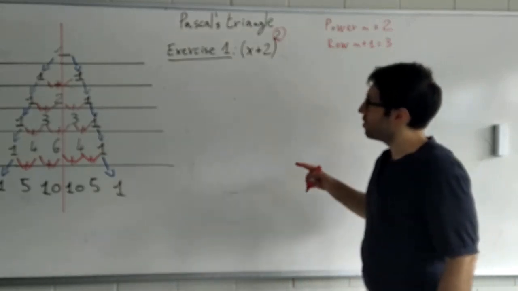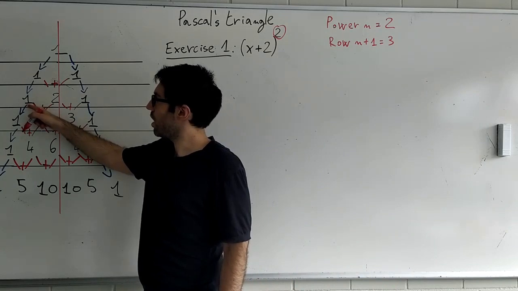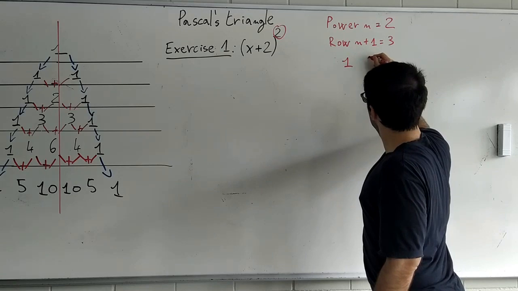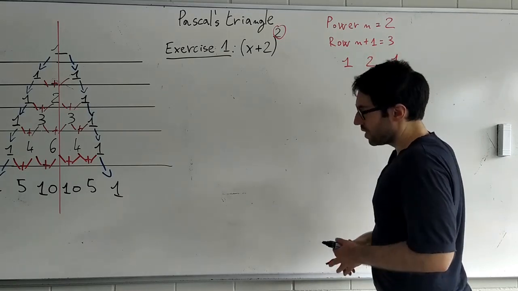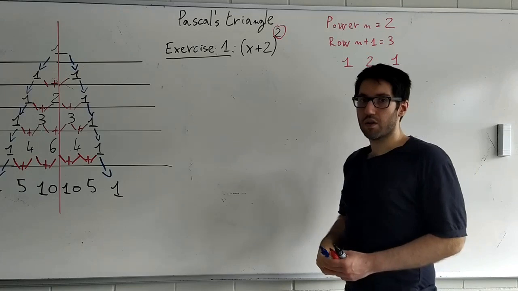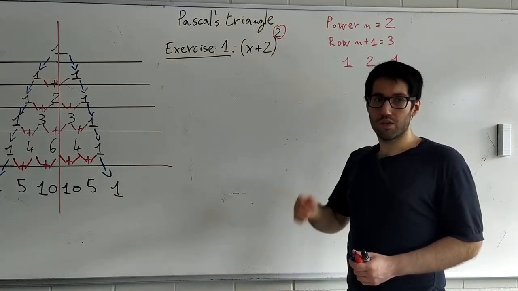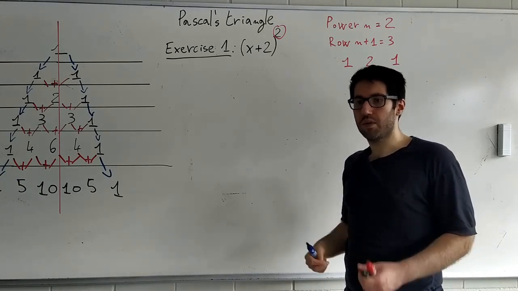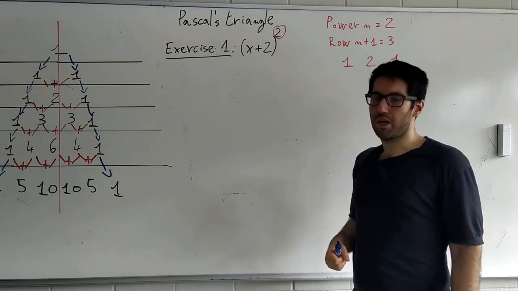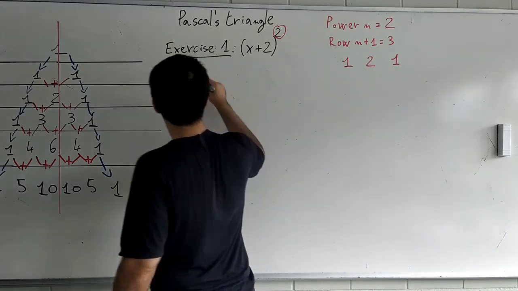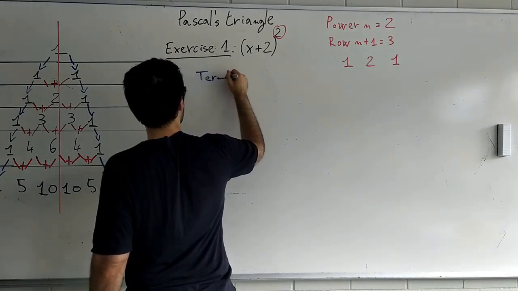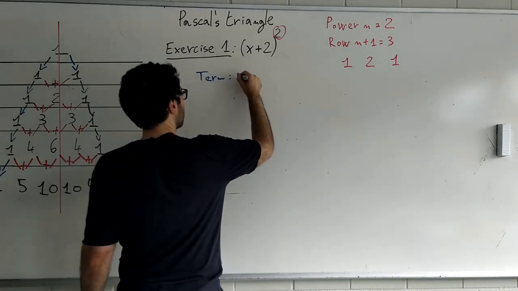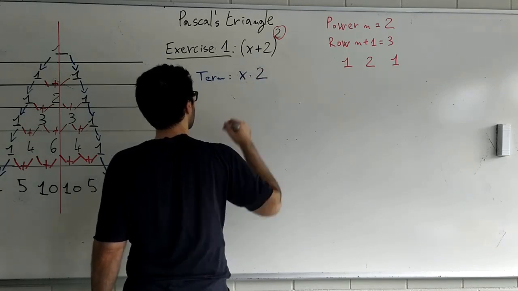Alright, so the third row of Pascal's triangle is here. We have the elements 1, 2, 1. Let us write them here as a reminder. The next step to calculate the expansion of this binomial is to calculate which term is going to show up in the polynomial once we have expanded it. And the term can be easily calculated by multiplying the two terms of the binomial. So x multiplied with 2.